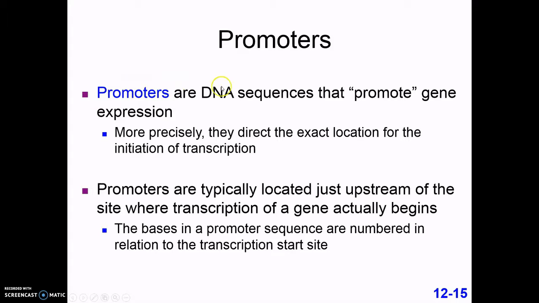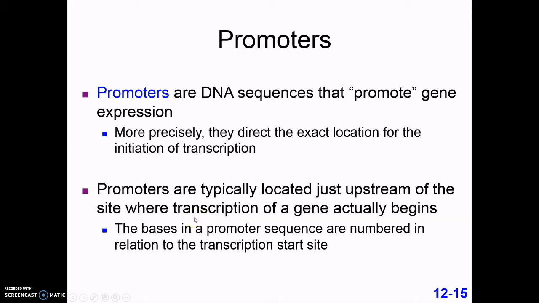So promoters are a DNA sequence that exists in the genome. It exists in several locations in front of each gene. And we'll get this process started. Now, these promoters are typically located just upstream of the site where transcription will actually begin.